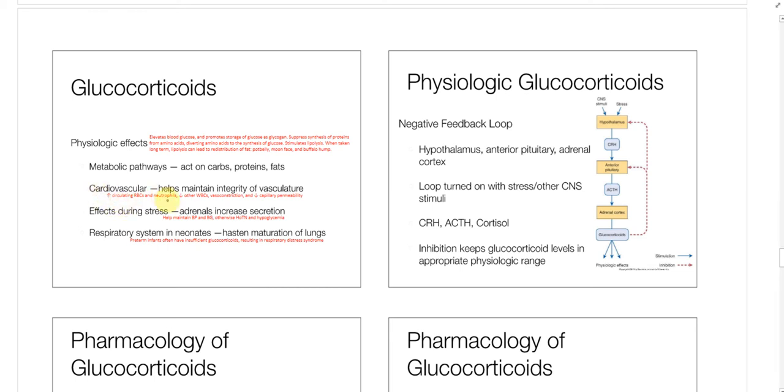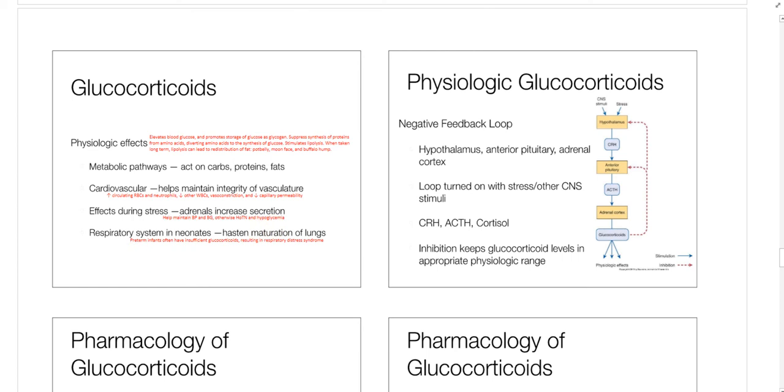Glucocorticoids also have cardiovascular benefits. It helps to maintain the integrity of the vasculature. I don't know why they consider this part of that subset, but that means increasing circulating red blood cells and neutrophils, decreasing other white blood cells, promoting vasoconstriction to help increase blood pressure, and decreasing capillary permeability to keep as much of the blood in the vasculature as possible. So during stress, we're also going to have an increase in secretion to help maintain blood pressure and blood glucose. Otherwise, you're risking hypotension and hypoglycemia.